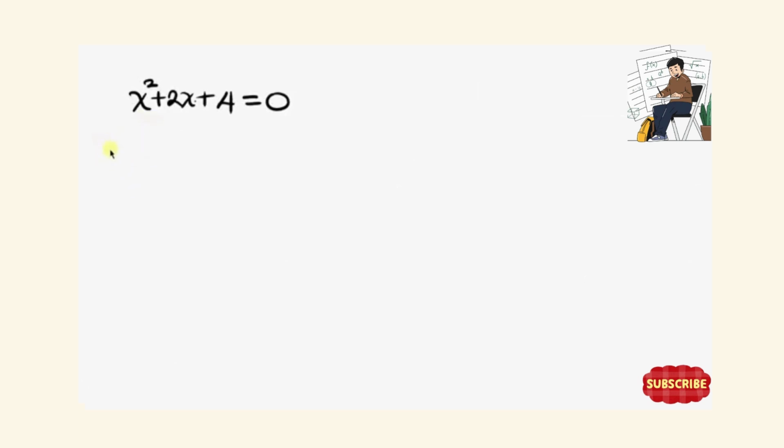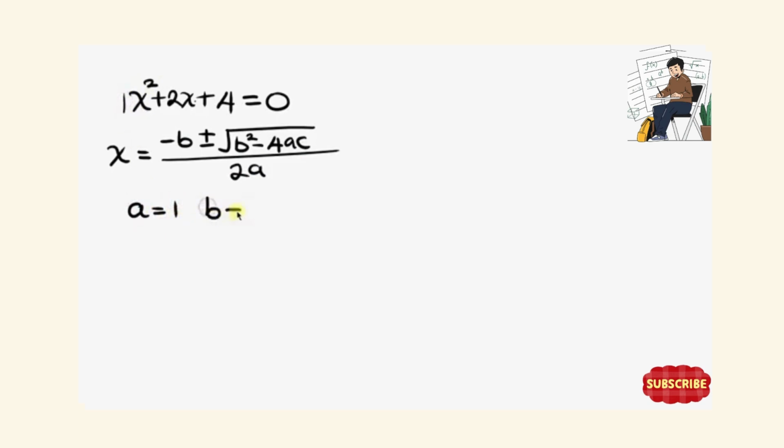We're looking for x, so x is equal to negative b, I'm writing down the quadratic formula, plus or minus the square root of b squared minus 4ac all over 2a. Now, what is our a, what is our b, and what is our c? Our a is a coefficient of x squared, and that's 1. So I'm going to be writing 1 here. Our b is a coefficient of x, and that's 2. And our c is a constant term, which is 4.